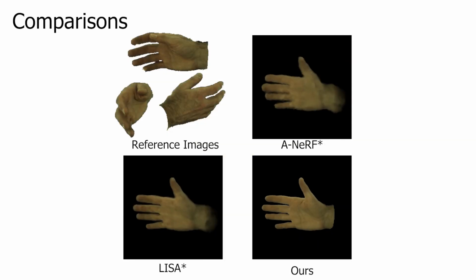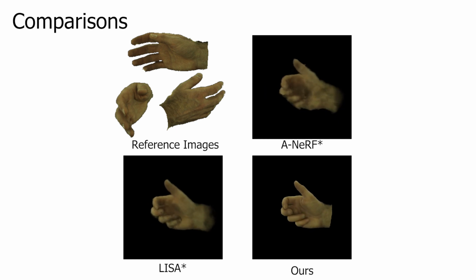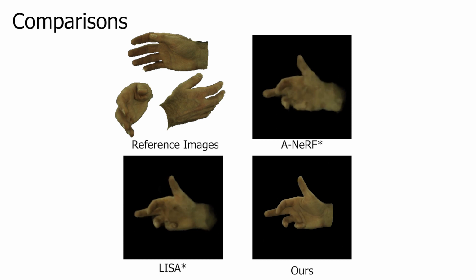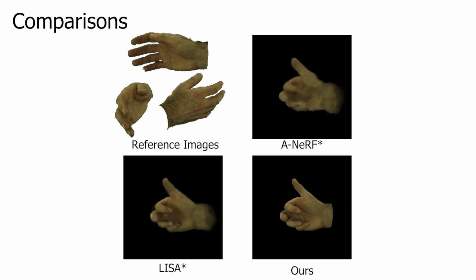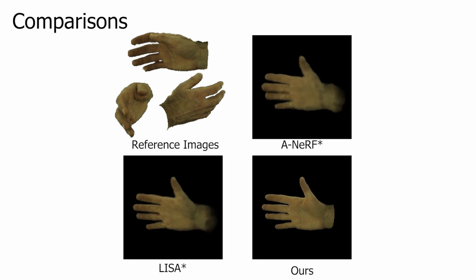Here, we compare to the previous works A-NeRF and LISA, which we apply to our person-specific hand model setting. We found that their results are blurry and contain clear visual artifacts. In addition, none of these methods can run in real time.